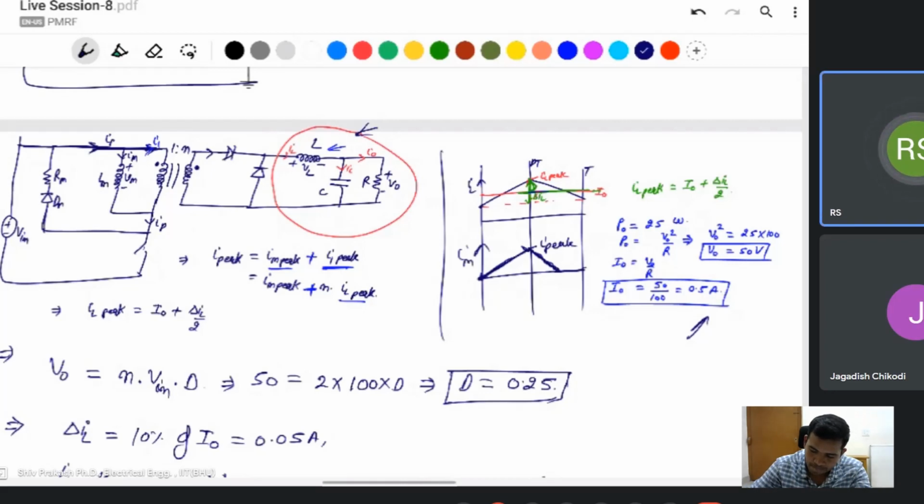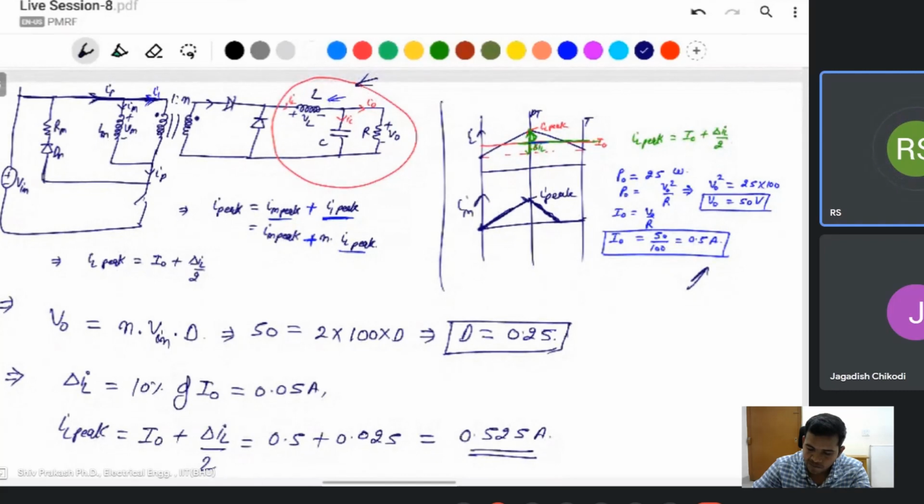Sir, what are you saying, sir? There is a discontinuous conduction of IM here. Yeah. So you are just saying something I couldn't follow.